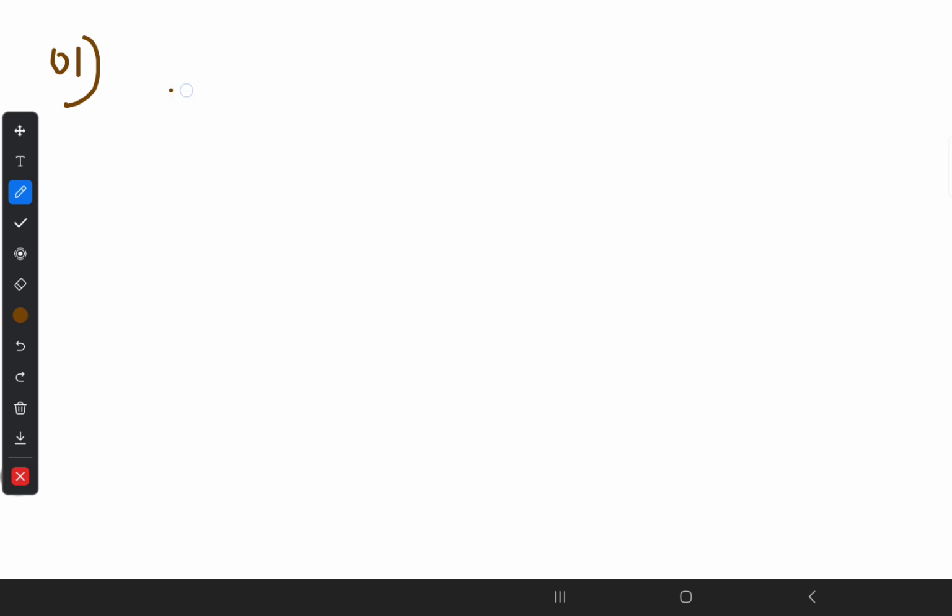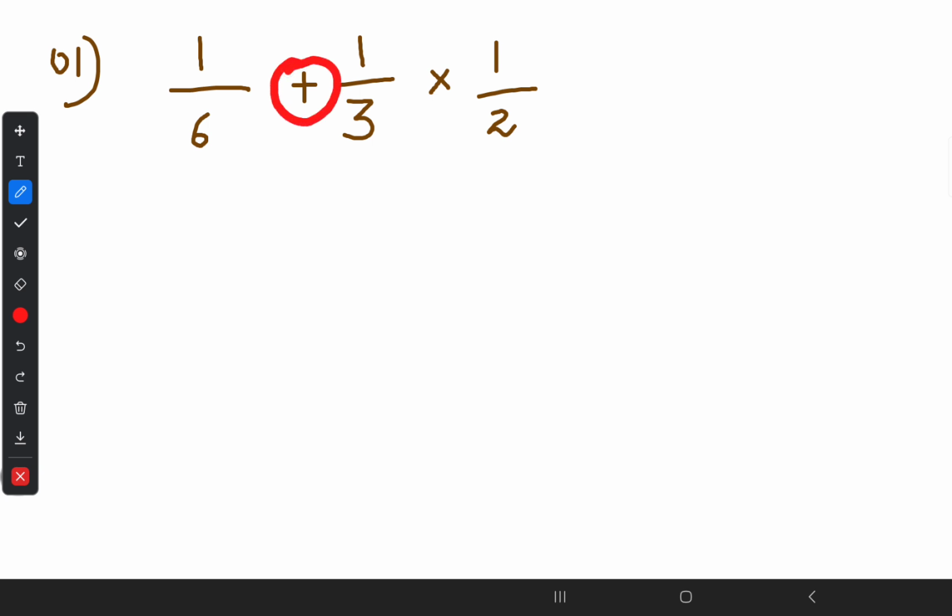In our first question, we have 6 over 1 plus 3 over 1 multiplied with 2 over 1. Okay, this is our question. In this question, there are 2 operations. One is addition, another one is multiplication. In the question order, first is addition, second is multiplication. But we are not going to follow the question order. We have to follow the fractional priority order, the BODMAS.